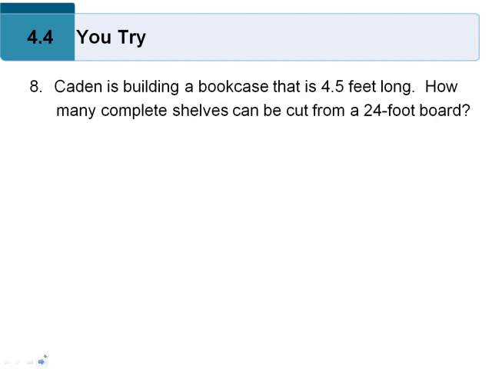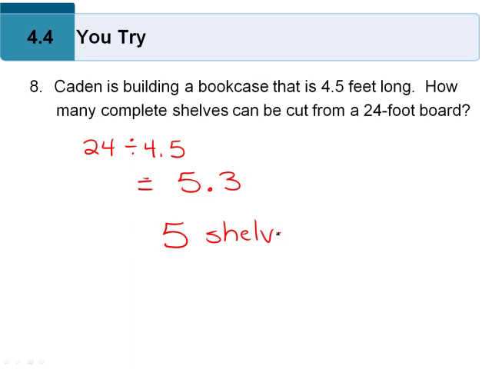Number 8. Caden is building a bookcase that is 4.5 feet long. How many complete shelves can be cut from a 24-foot board? So we're going to have to divide here. We're cutting it into 4.5-foot pieces. So 24 divided by 4.5 comes out to 5.3. So that means that you can get 5 complete shelves out of the wood.